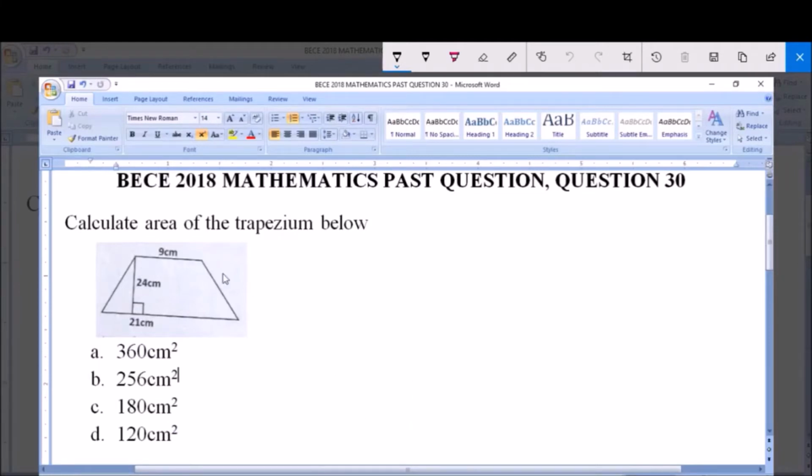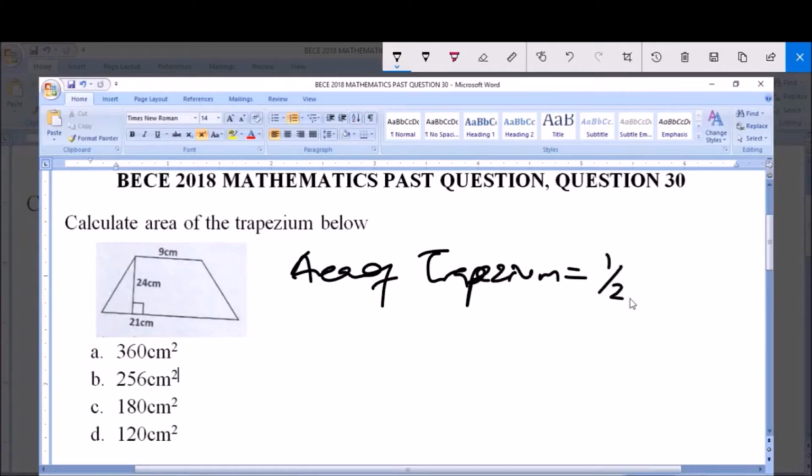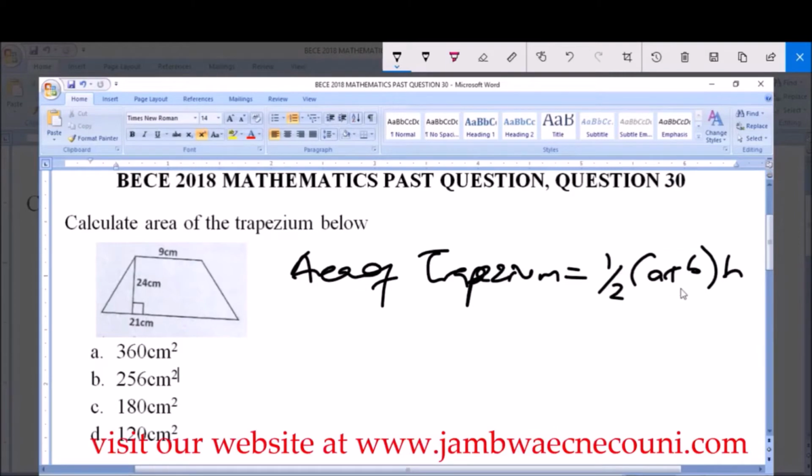Now this is a trapezium given to us, and we know that the formula for finding the area of a trapezium is equal to half multiplied by A plus B in brackets, multiplied by H, which is the height. Now I'll explain what this A, B and H represent.